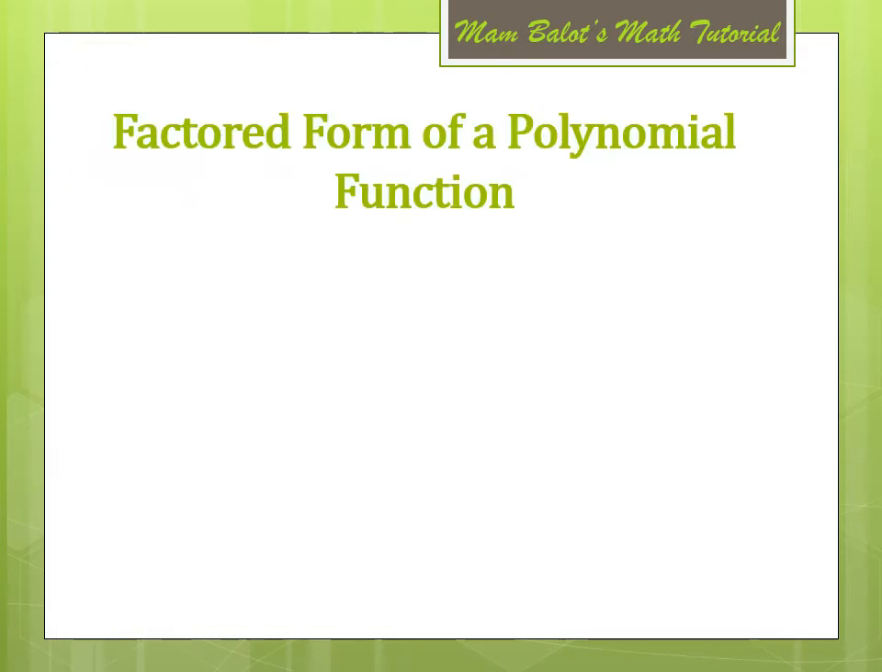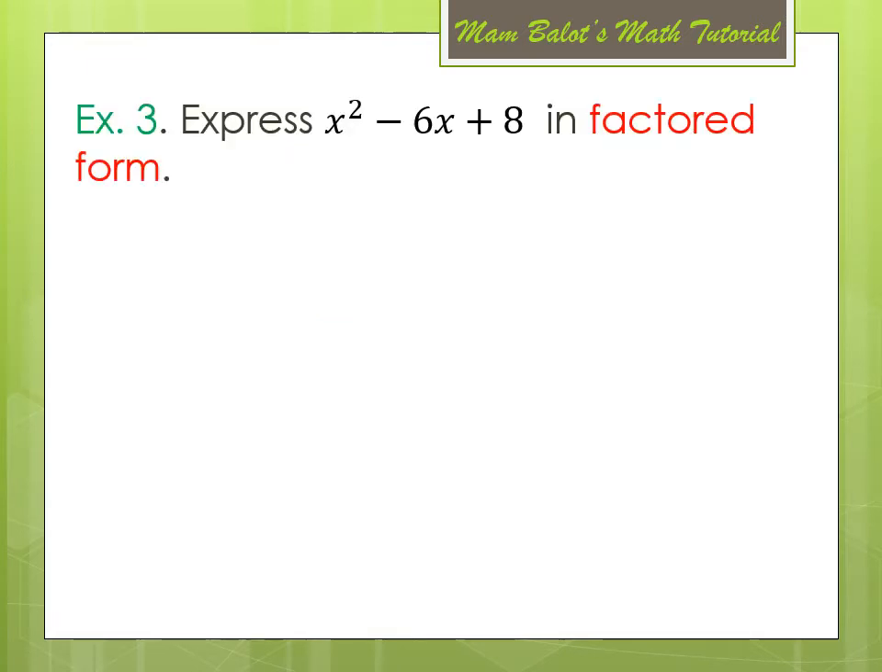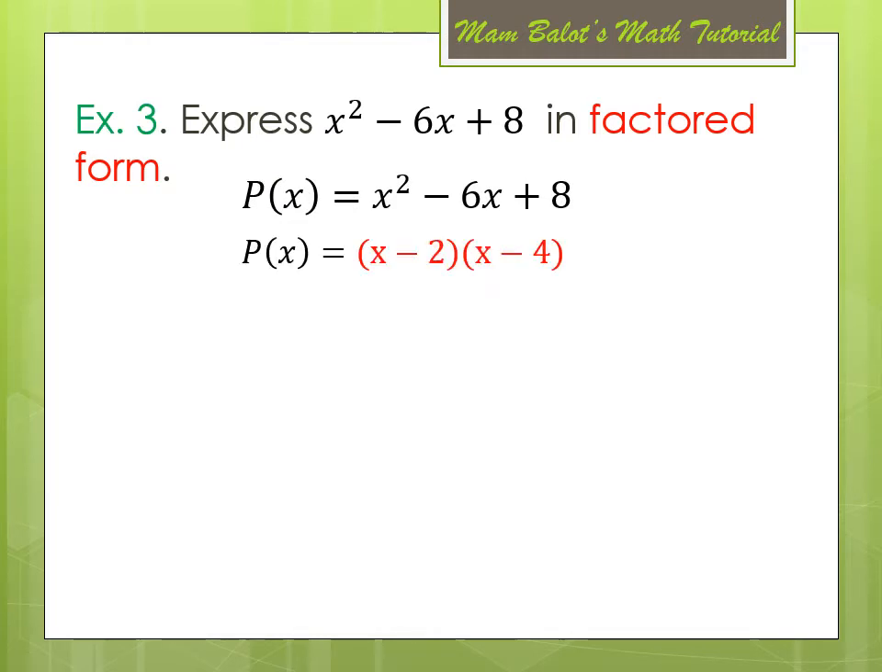Now we have what we call factored form of a polynomial function. It is a polynomial function which is written as a product of its irreducible factors. Example number 3. Express x squared minus 6x plus 8 in factored form. That is equal now to x minus 2 times x minus 4.